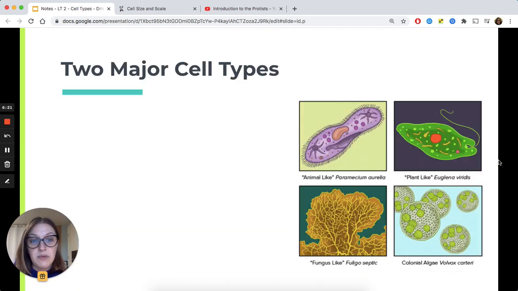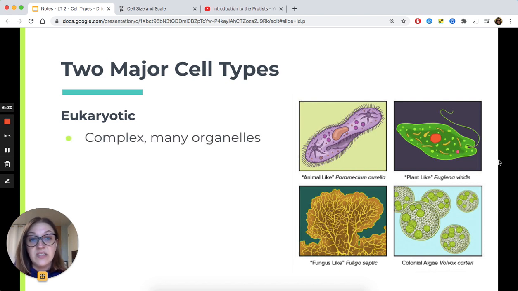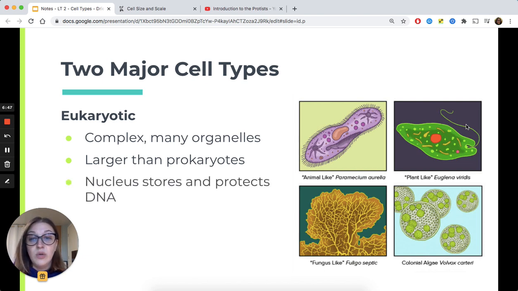The second type of cell type we will be learning about is called eukaryotic. Eukaryotic cells are more complex, meaning these cells contain far more structures inside of them in comparison to the bacterial cells we learned about. So they have lots of little organs that do different jobs. Eukaryotic cells are much larger than prokaryotes. They contain a nucleus which stores and protects their DNA. In fact, the nucleus is one of the defining characteristics of a eukaryotic cell.